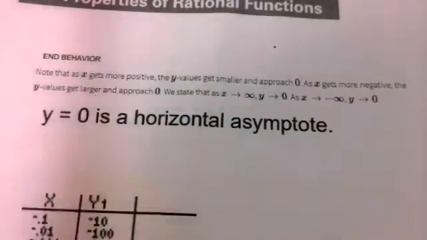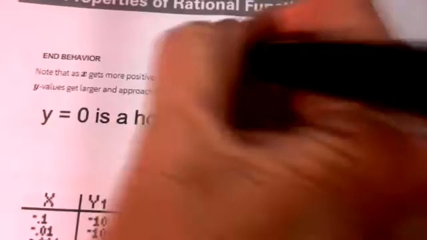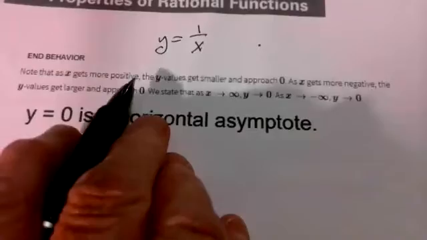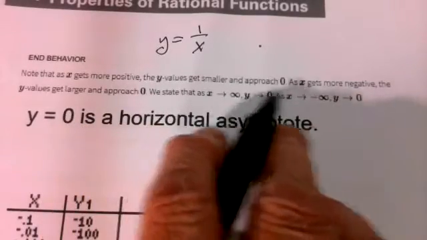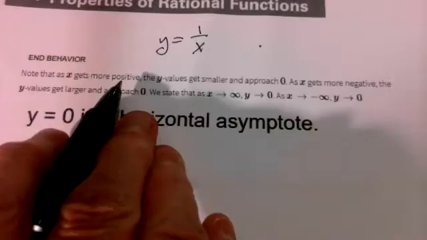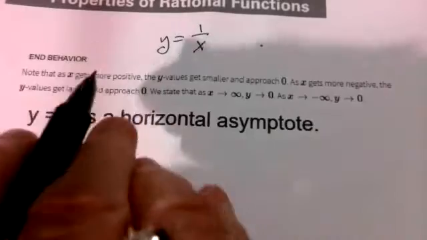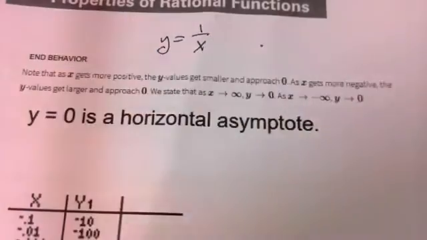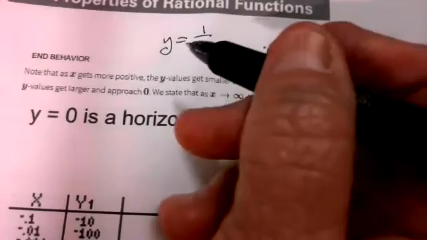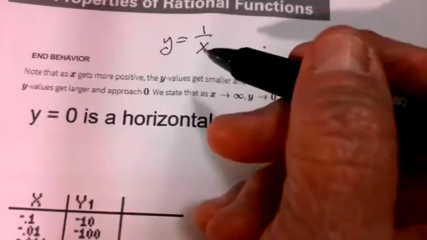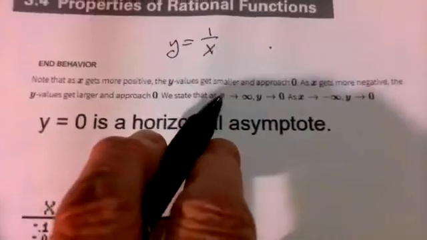So we've already talked about end behavior with polynomials, so we can talk about end behavior with rational functions. Note that as x gets more positive, the y values get smaller and approach 0. As x is getting bigger, the whole thing is getting smaller. It's kind of like if you have one pizza and people keep coming into the room wanting a slice, then the slices are going to get smaller. That's how I think about that.